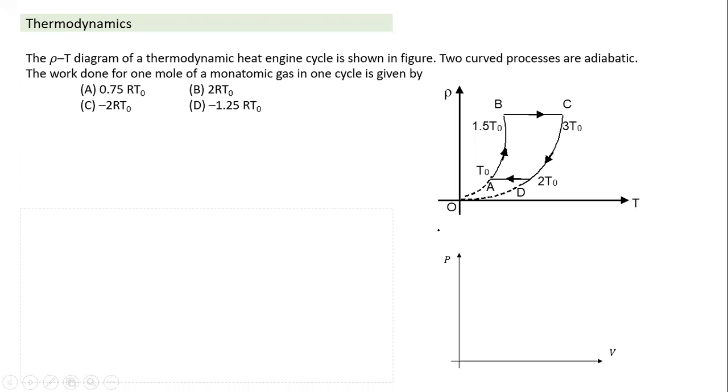Right, now let's move on to something again, a cyclic process. What is the process given here? Density versus temperature graph is given, with two curves. What else is given here is a thermodynamic heat engine. So it's a cyclic process, and two curves are adiabatic. These two curves are given as adiabatic processes. That's what is given.